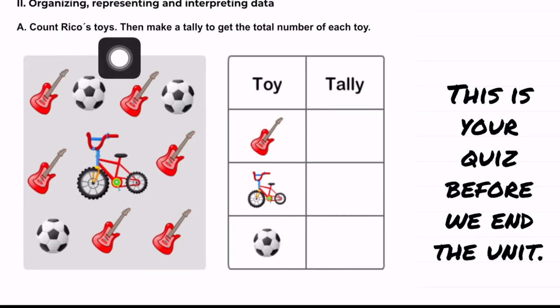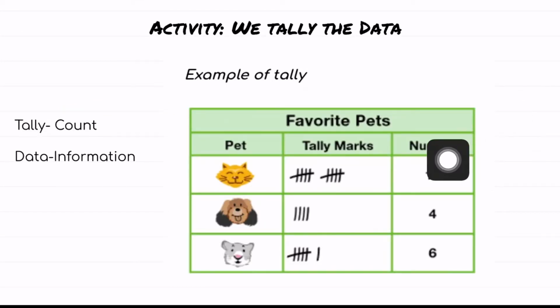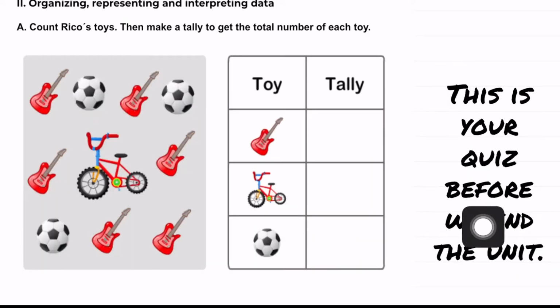Count Rico's toys, then make a tally to get the total number of each toy. So you will put the tally. You're not going to put the number, you're going to put the tally. I told you a while back, what is tally? This one. Right? You will not put the number, you will put the tally marks. And that's what you will do in your quiz.